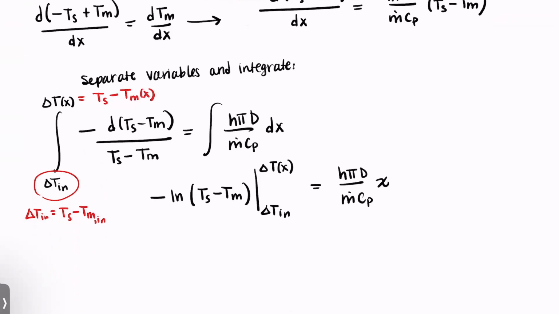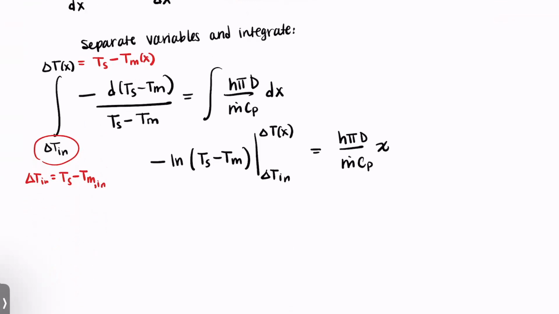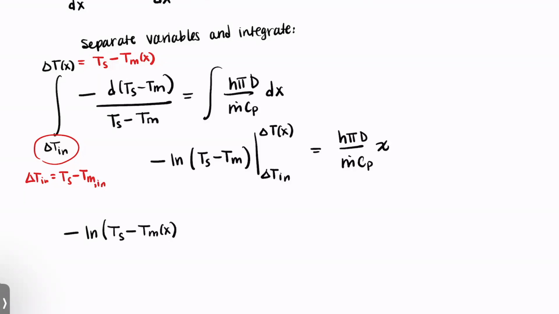Okay, so let's evaluate the left-hand side at these limits. So I have minus natural log of (Ts minus Tm) at x plus natural log of (Ts minus Tm) at the inlet equals h pi D over m dot cp times x.